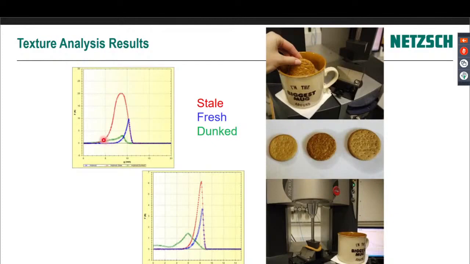And so we can see here, a stale cookie gives you very high normal force. A fresh cookie's got a nice snap to it. And then the dunked cookie, obviously not too soft, it didn't fall apart, so that's good, but much softer and breaks at a lower strain. So we can see the effects of all kinds of things you might do to a product with regard to texture analysis.